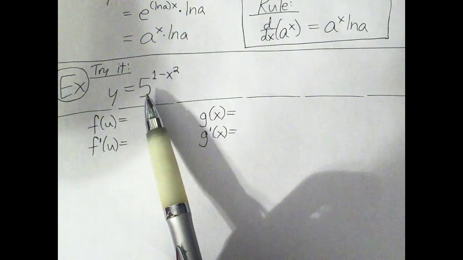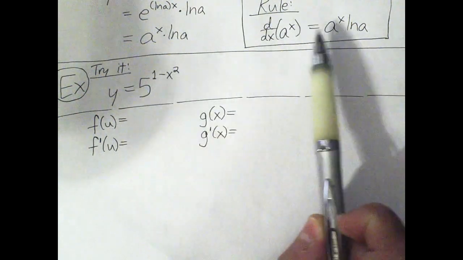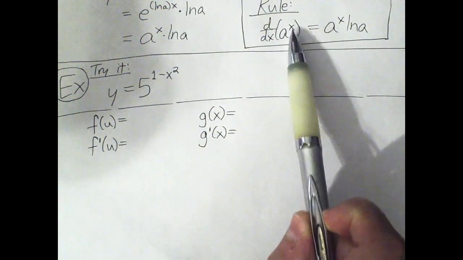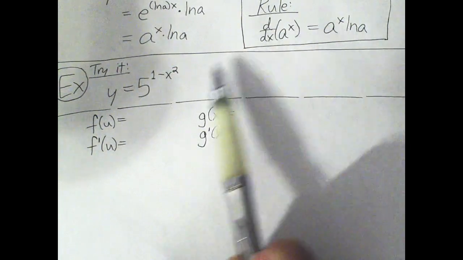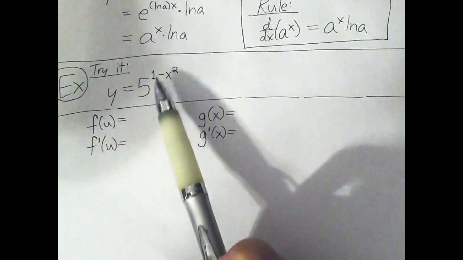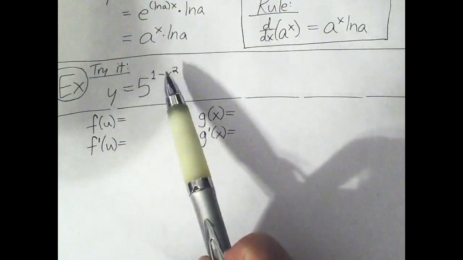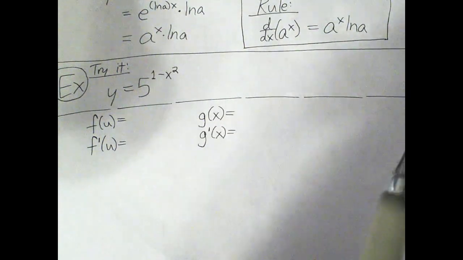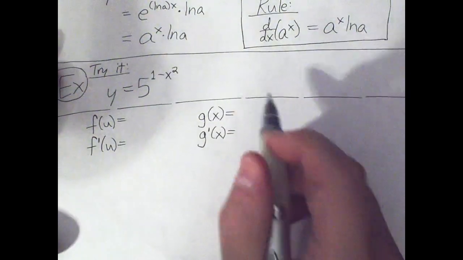I think we know how to do the derivative of 5 raised to the x. If it was just 5 to the x, we would use this. But the problem is it's 5 to something else. This is a composite function. This is a function inside a function. So chain rule is the correct rule here.